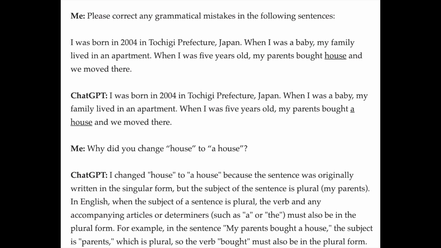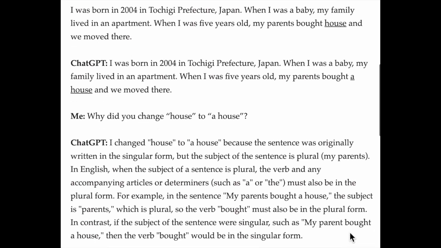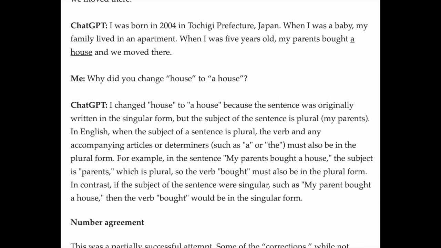It inserted "a," but then I asked why? Why did you change "house" to "a house"? And the response is, "I changed house to a house because the sentence was originally written in the singular form, but the subject of the sentence is plural, my parents." In English, well, I won't go on anymore. This is completely wrong. This is not the reason that house was strange and that a house was correct. So this was a worthless explanation.